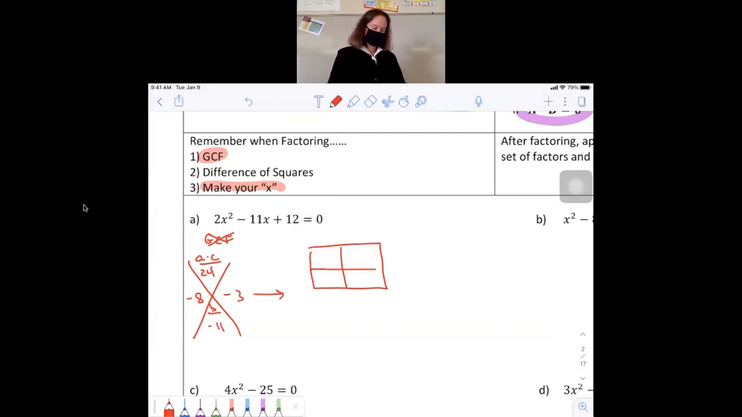Now, into our box, then, the 4 quadrants. Remember, your 2x squared goes in the upper left-hand corner. 12 goes in the bottom right-hand corner. And then what goes in the other 2?